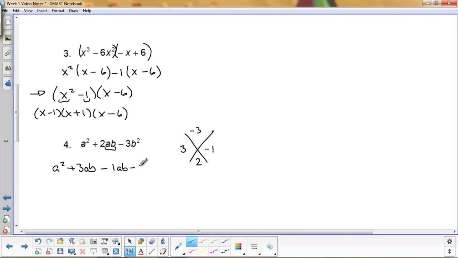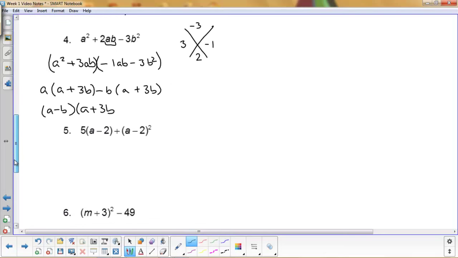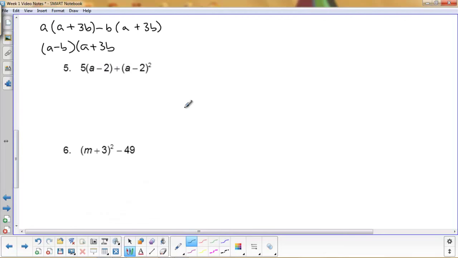minus 1ab minus 3b squared. Use my 4-term grouping here, and I get a times a plus 3b minus b times a plus 3b. And then I get a minus b times a plus 3b.